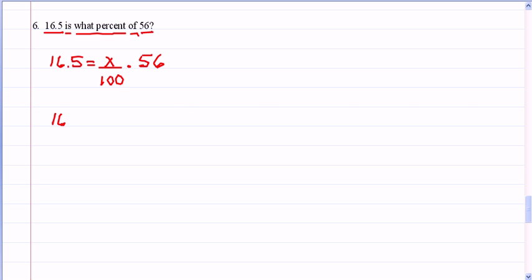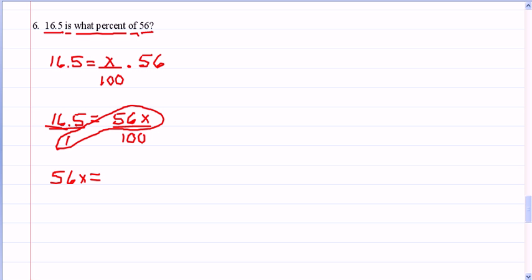So let's start by writing this as 16.5 over 1 equals 56x over 100. And I'm going to go right to cross multiplying. 56x times 1 is 56x, and then 16.5 times 100. Anytime you multiply a number by 100, you take the decimal point and move it over 2 times to the right so that we get 1650.